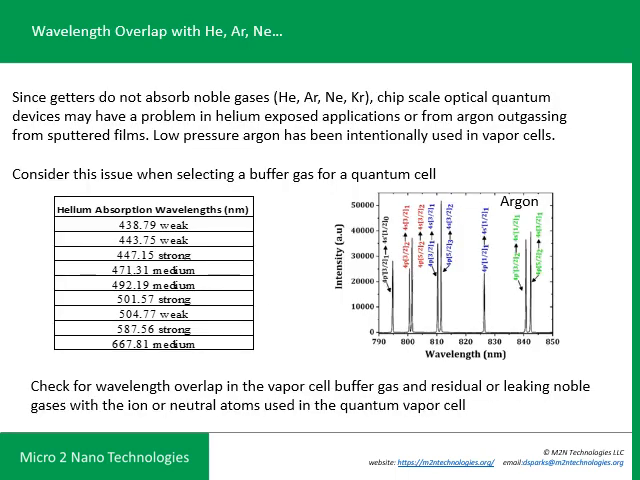So wavelength overlap. As I mentioned, getters, thin film getters will not react with helium, argon, or neon. And just so you know, if you optically stimulate these gases, they will emit different wavelengths. So you just need to be aware of this. Like I said, helium leakage could lead to the wavelengths being absorbed on the left. If you're using argon sputtering to put down metals, that argon can outgas over time and temperature, and you might see some of the wavelengths on the right.